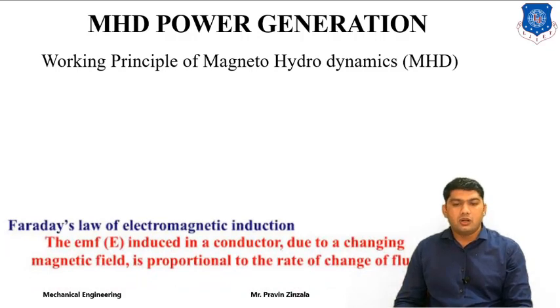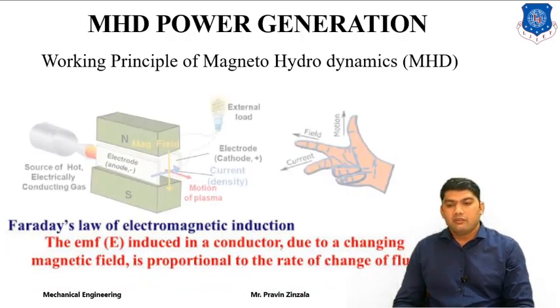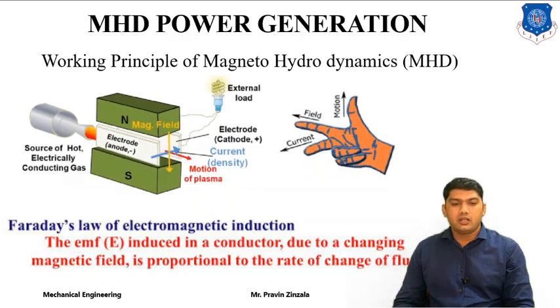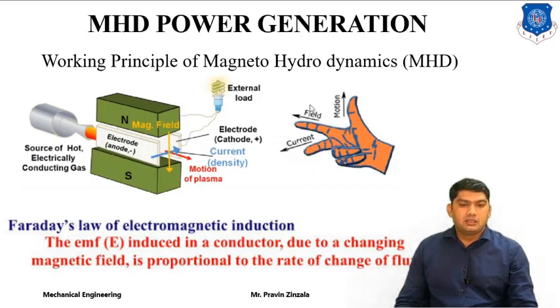According to Faraday's law of electromagnetic induction, the EMF induced in a conductor due to the changing magnetic field is proportional to the rate of change of flux, which means our conventional generators generate electricity on the basis of Faraday's law. The three, current, field and motion, are mutually perpendicular. So in a magnetohydrodynamic system, we are replacing the conventional shaft rotation by a fluid.